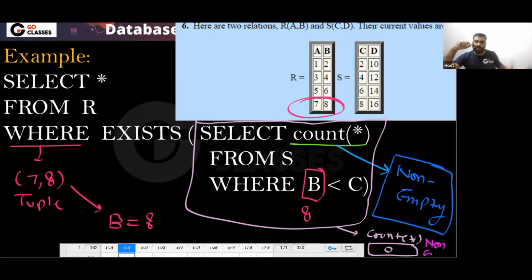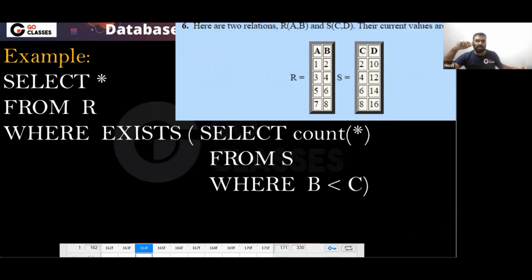Don't you consider this non-empty? Okay, this is non-empty. Yes or no? One tuple exists. Don't say zero tuple exists. One tuple exists with the value 0. So this will become true or not? So this also will go in the output. Is this clear? See, this is a tricky point. Many students I have seen get this question wrong.